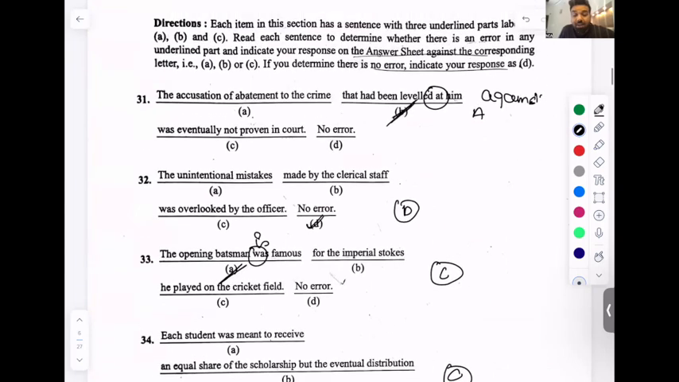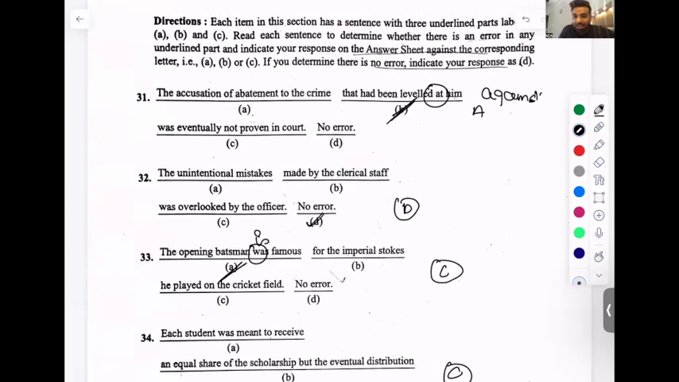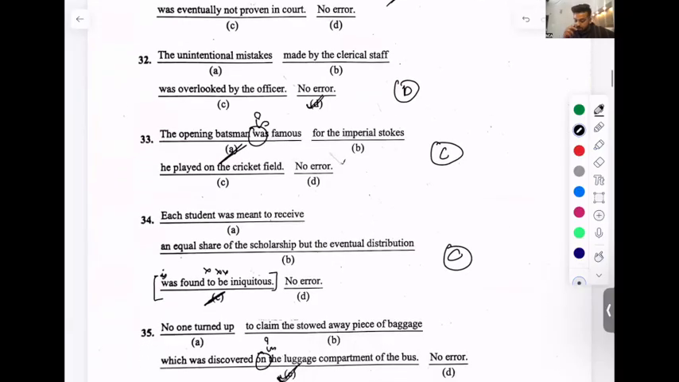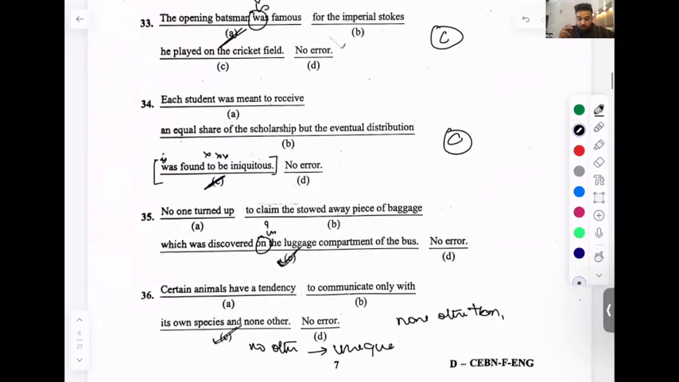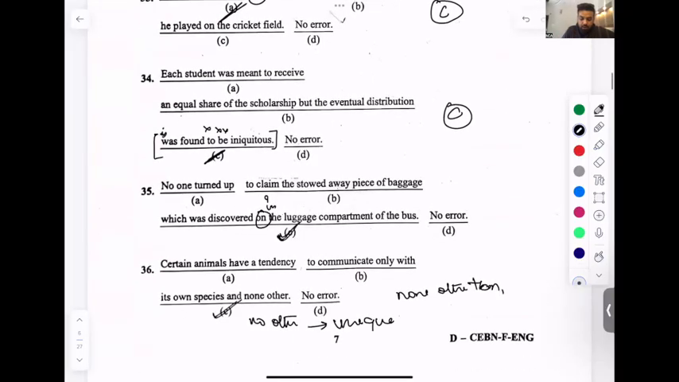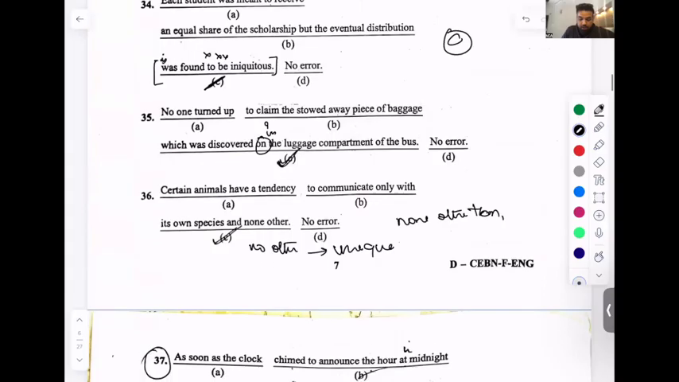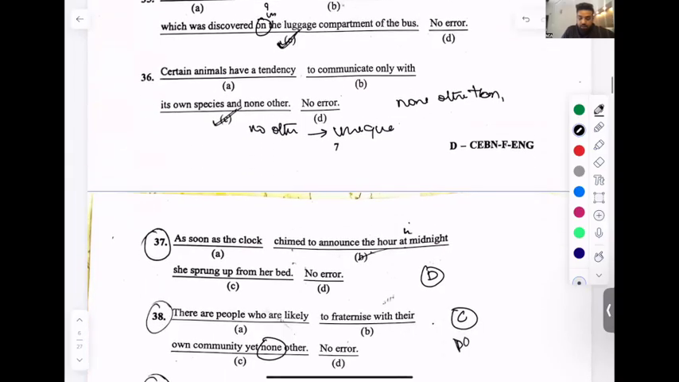31st, this is where the spotting errors come. 31st would be Bravo again. 32nd would be Delta. 33rd, Charlie. 34th is Charlie, because the word I would not found is something which I feel is extra. 35th would be Charlie, in. 36th, instead of no other, I would have chosen none other, because it's to describe unique.